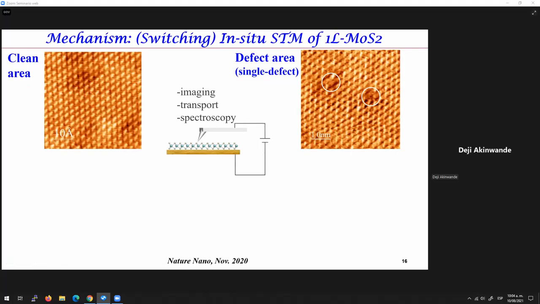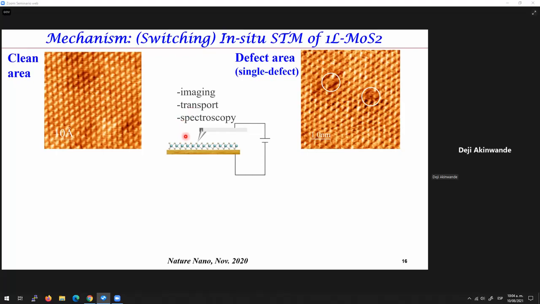We decided to use STM, which I believe for these monolayers is really the best tool to evaluate the science and the mechanism of switching. This experiment is conducted by my postdoctoral scholar, Dr. Sivan Haas. The idea is to use STM in the three modalities that STM affords. You can use STM, of course, for imaging. Here you see a clean area of the MoS2, and here you see areas that have defects. These defects in particular are single or disulfur vacancies in these white circles.